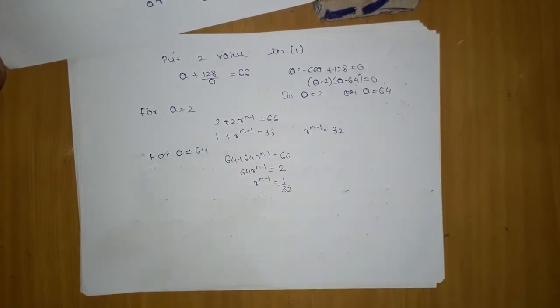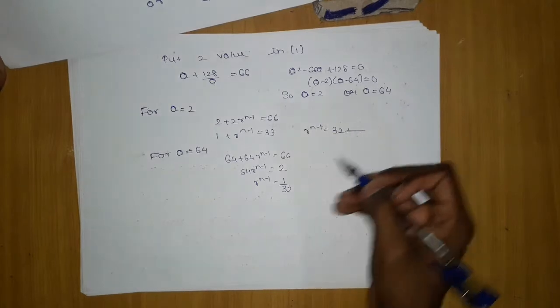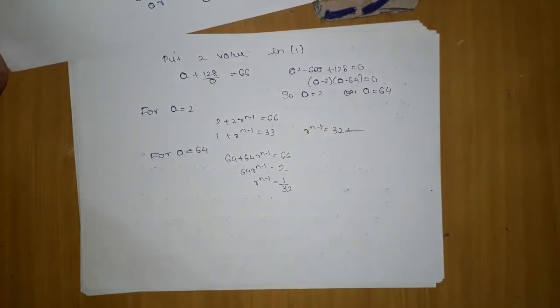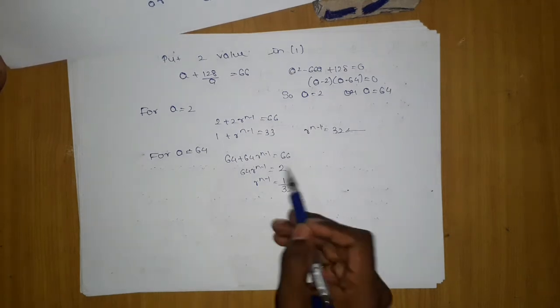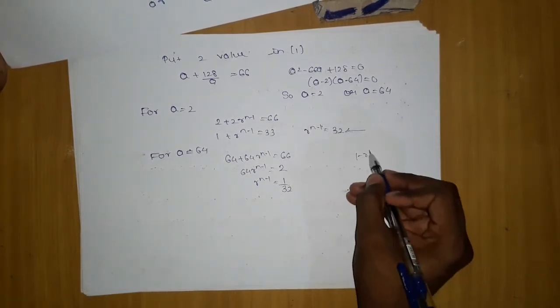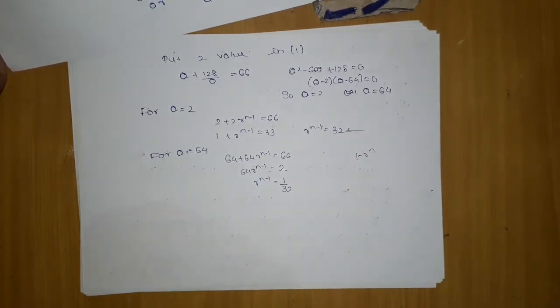So here you can automatically guess that this is an increasing GP and this is a decreasing GP, because the r value is the opposite, so we write 1 by r power n like that. So you must have got that hint.